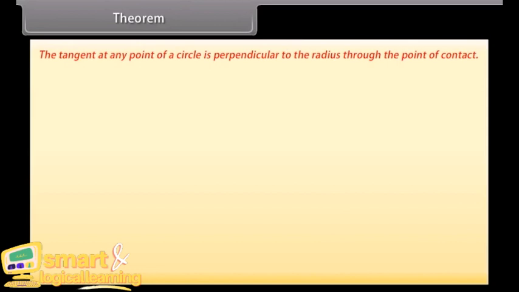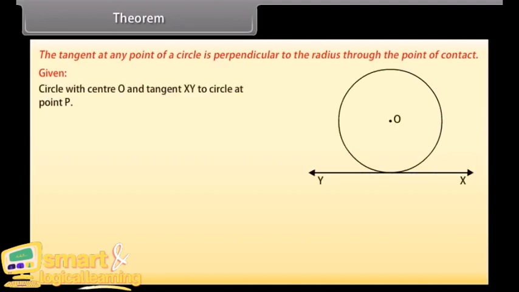Theorem. The tangent at any point of a circle is perpendicular to the radius through the point of contact. We are given a circle with center O and a tangent xy to the circle at a point P. We need to prove that OP is perpendicular to xy.